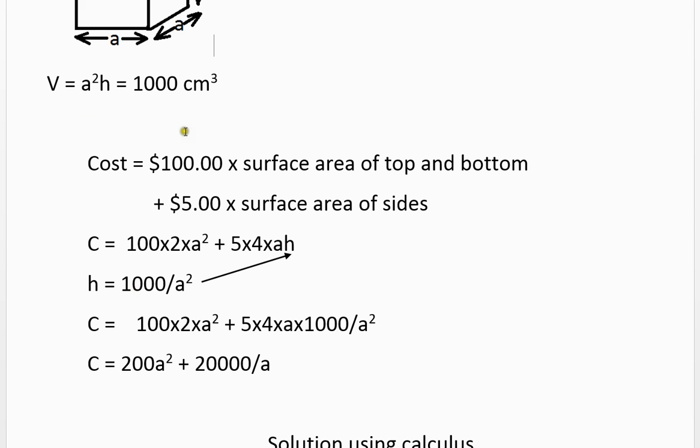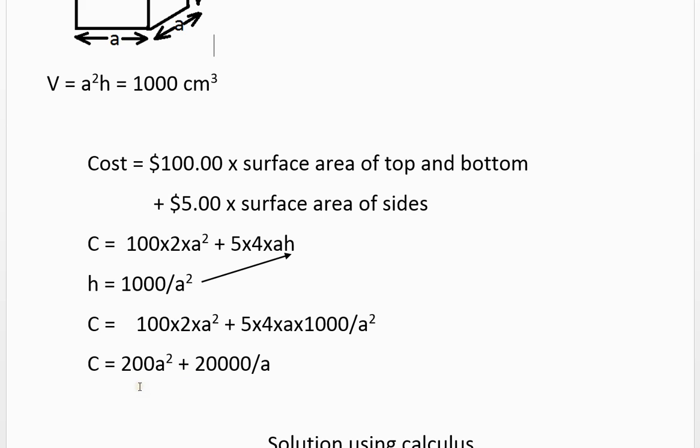But as we see, the volume is constant, so we take this equation and solve for H. H is 1,000 over A squared. If we plug that in for H, we get the following equation. C equals 100 times 2A squared plus 5 times 4 times A times 1,000 over A squared. Now the A and the A squared will cancel to give you 1 over A. So this is an equation for the cost.